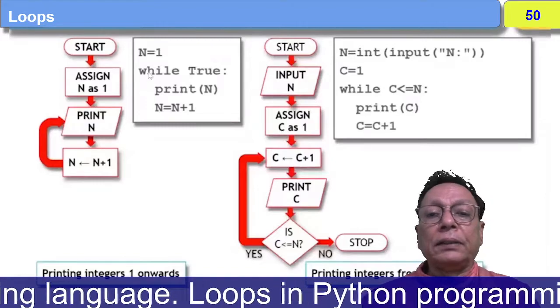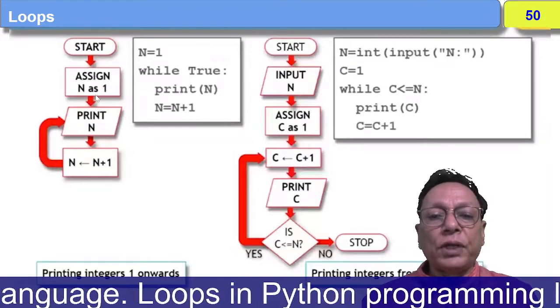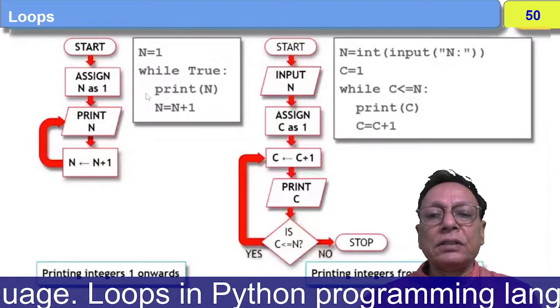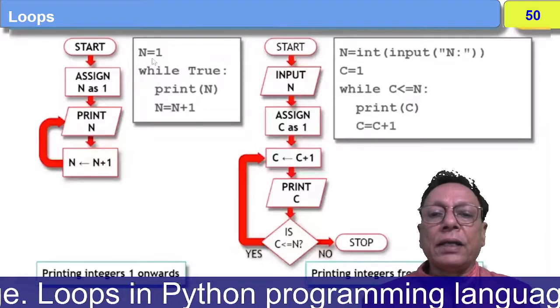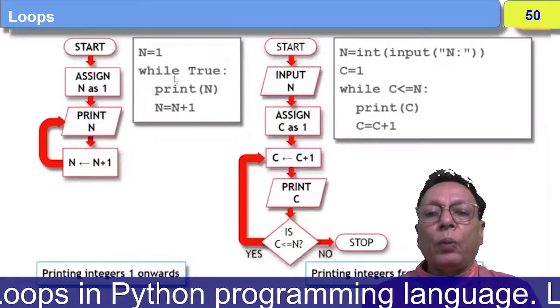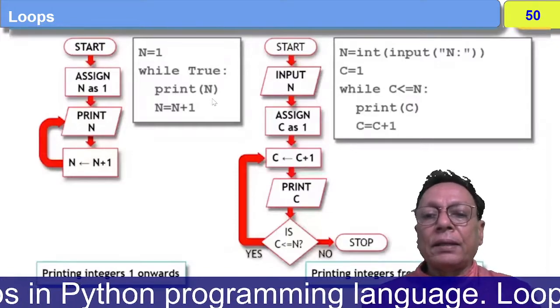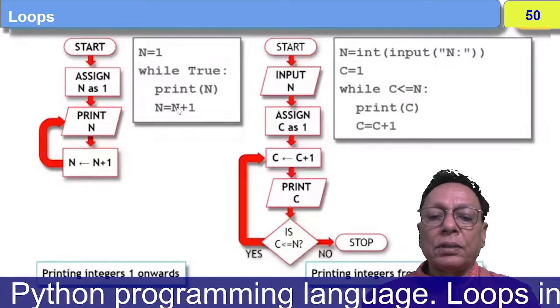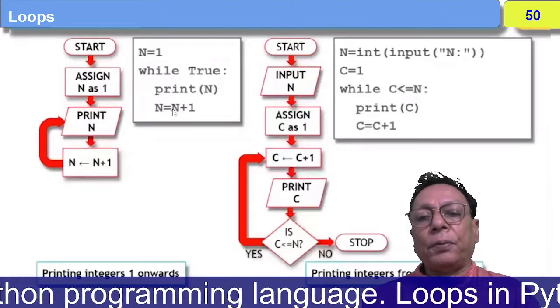And if you see the program code in Python, parallel to this flowchart, this is the Python code where n is initialized to 1, and while True: print n. So this is called an infinite loop.